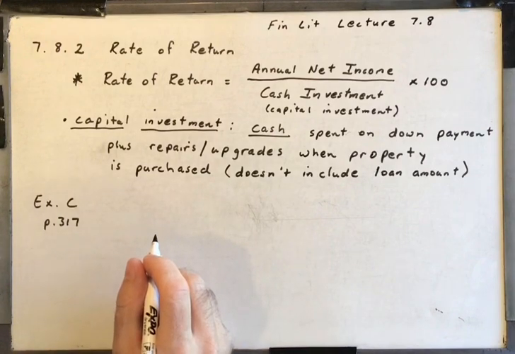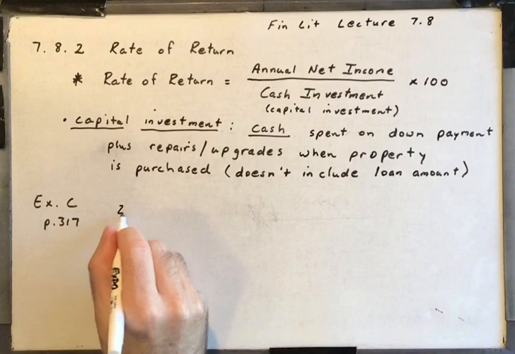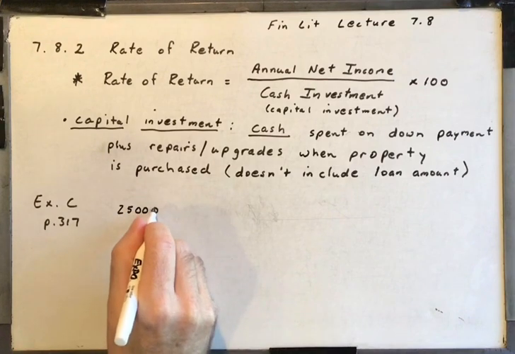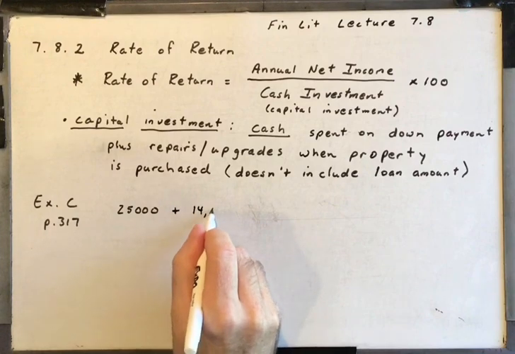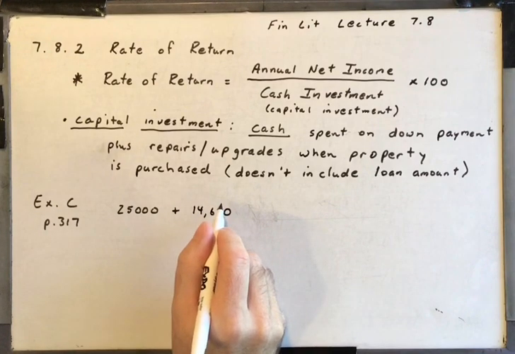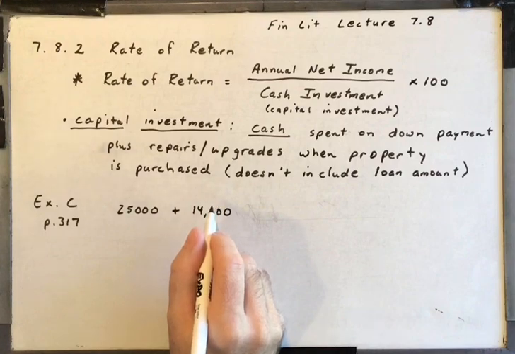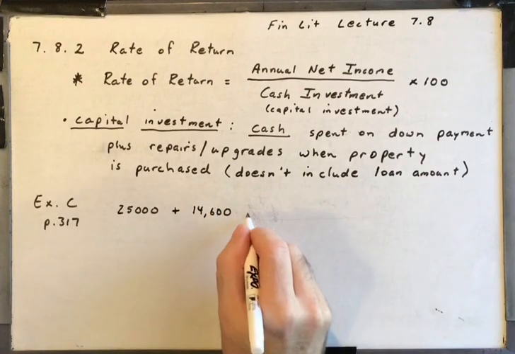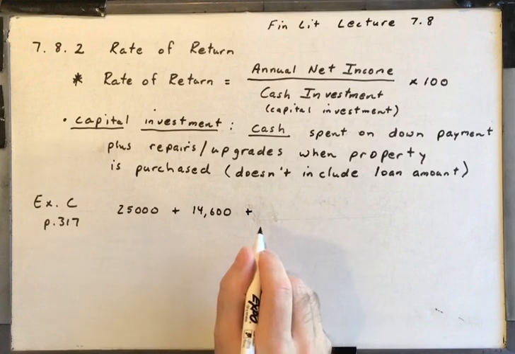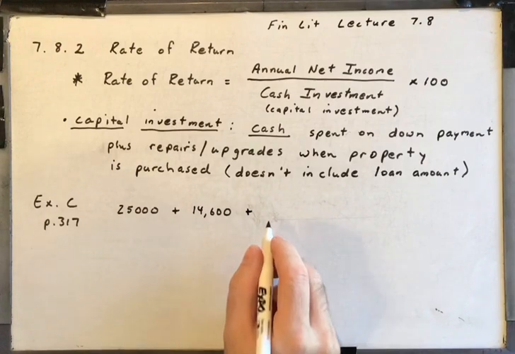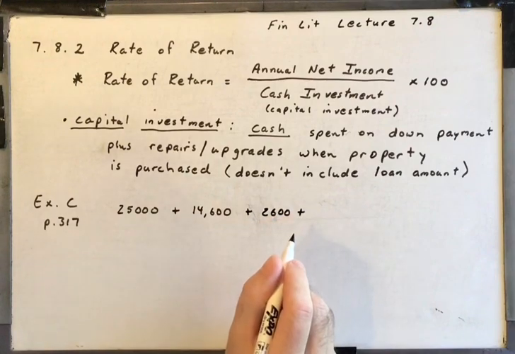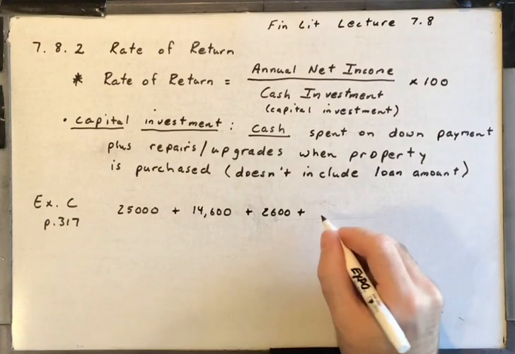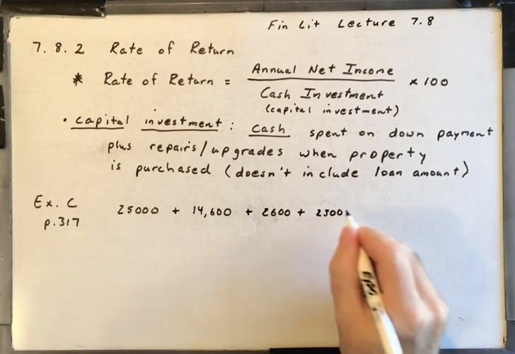We've got the $25,000 down payment. Now, he had to pay that out of his pocket. That's not paid for by the bank. And then $14,600, right? He spent that much adding a basement room and a bath. It's expensive to renovate a house, isn't it? And then $2,600 to paint. It seems like a pretty good deal. And then $2,300 to repair the plumbing.